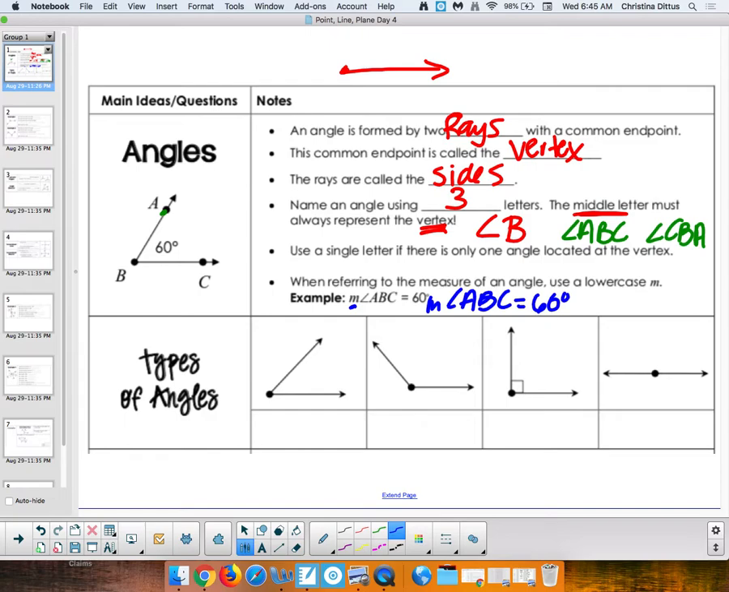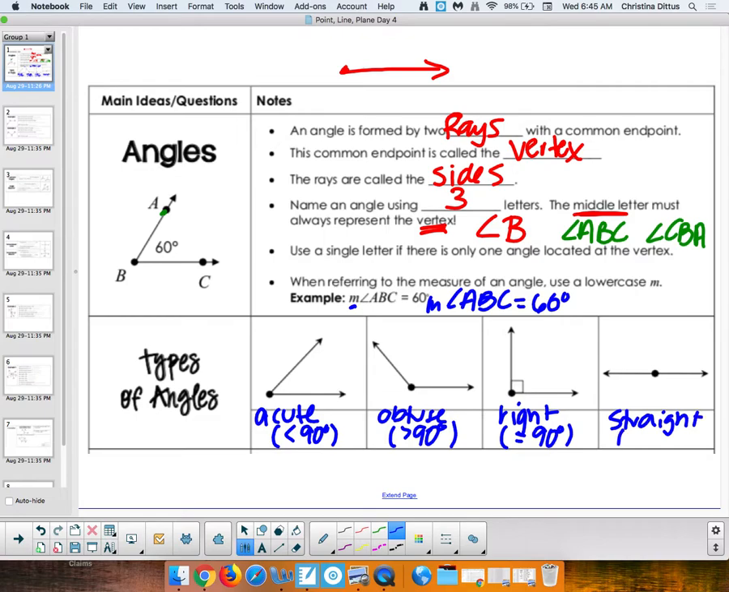Types of angles, this shouldn't be too hard. We have an acute, that is when it's less than 90 degrees. Obtuse, that is when it's greater than 90 degrees. Our right angle, it equals 90. And then a straight one, it's kind of like two right ones put together. This equals 180 degrees. It makes a straight line.